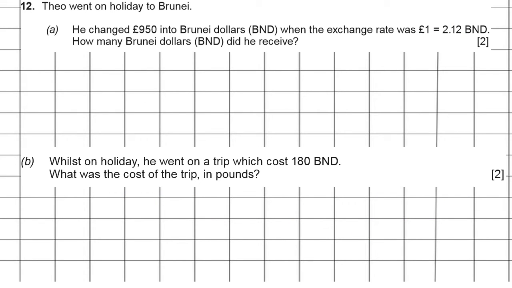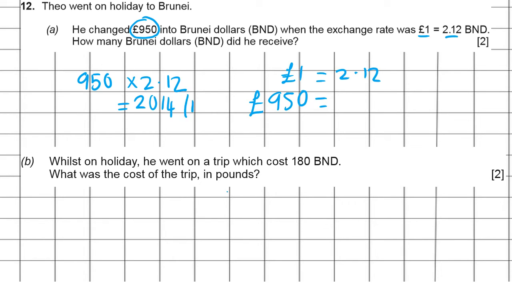Theo went on holiday to Brunei. He changed £950 into dollars. When the exchange rate was £1 to 2.12, how many Brunei dollars did he receive? Okay, so it was a pound for 2.12, same for £950. So we times 950 by 2.12, which gives us 2014 BND.